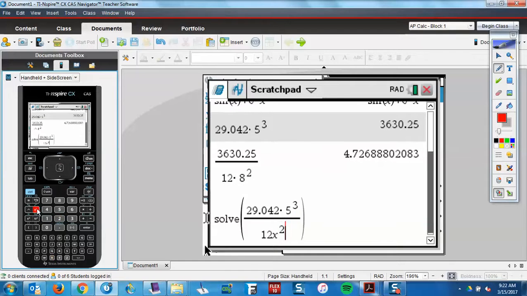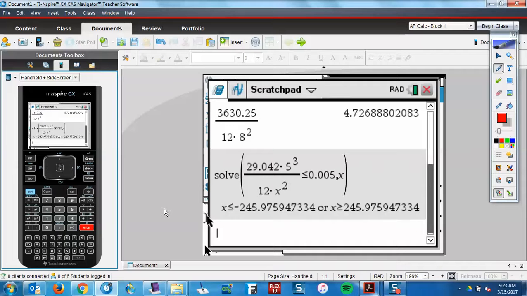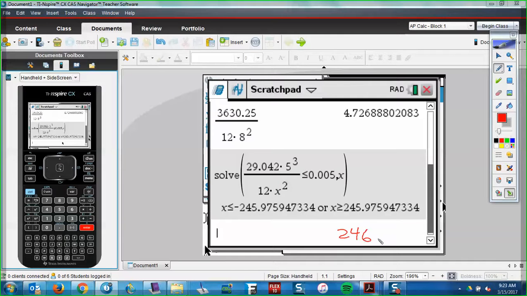and then on the bottom, we'd have 12x squared, and then we want less than or equal to 0.005, and then comma, we're solving for x. And we'd ignore the negative, and so it's going to take how many? We would say it's going to take 246 trapezoids, 246 trapezoids if we want to get 2 decimal place accuracy. So 8 trapezoids wasn't very good. In this case, because it's got a lot of curviness, it's going to take quite a few trapezoids to give us that. So those are the 2 things you would do with it.